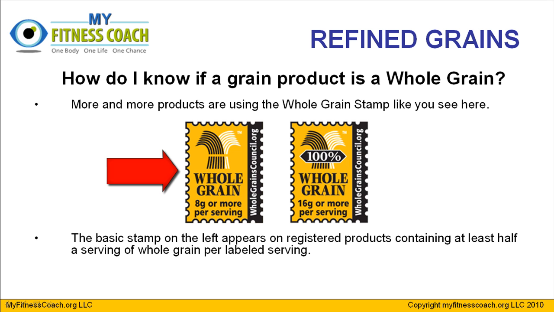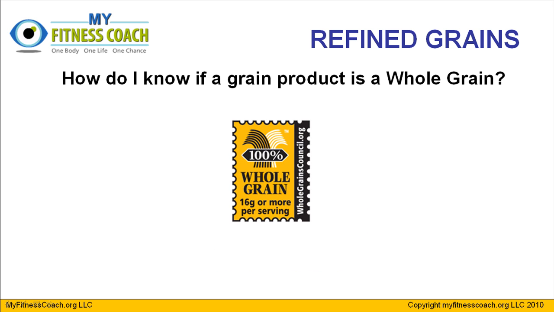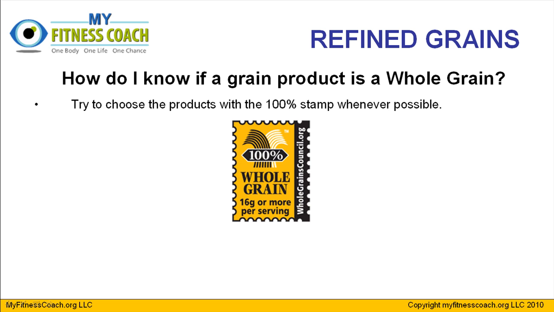So the basic stamp on the left appears on registered products containing at least half a serving of whole grain per labeled serving. The one on the right contains the 100% stamp, which means that it contains a full serving or more of whole grain in each labeled serving, and most importantly, it assures you that the grain is actually whole. So, obviously, it's most important that you try to choose the products with a 100% stamp whenever possible.